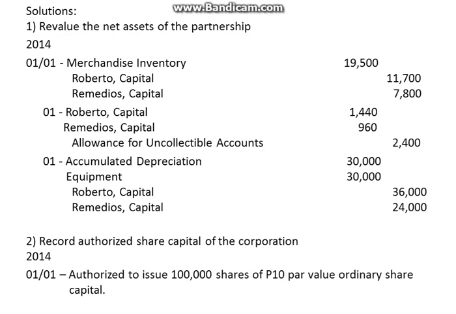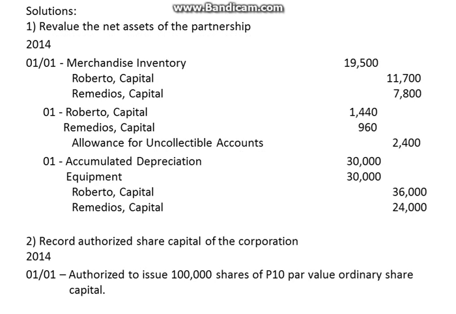So first, as I have discussed, is to revalue the net assets of the partnership. The first adjustment is to record the merchandise inventory at its stated market value of 45,000. Now, the entry to record such adjustment is to debit merchandise inventory for 19,500 and to credit Roberto Capital for 11,700 and Remedios Capital for 7,800.